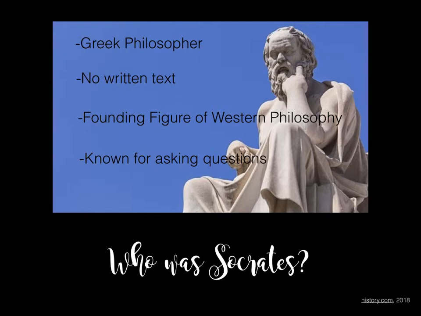And what ended up happening was he was sentenced to death for corrupting the youth by stimulating this need to think independently. And he went to jail. And although his friends did offer to try to break him out, he stayed and lived out his sentence and ended up being executed by drinking poison hemlock.